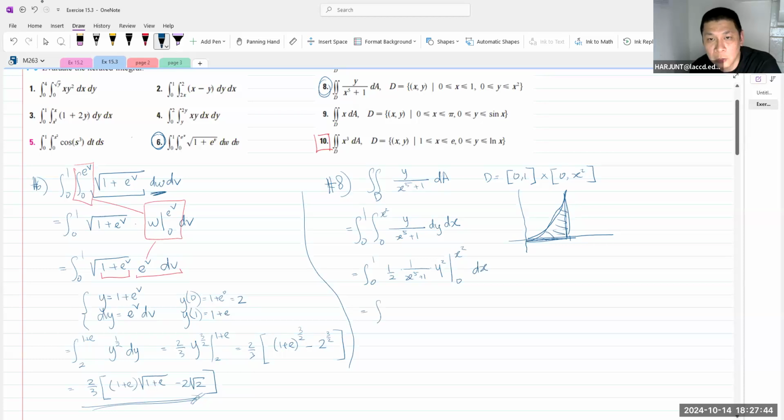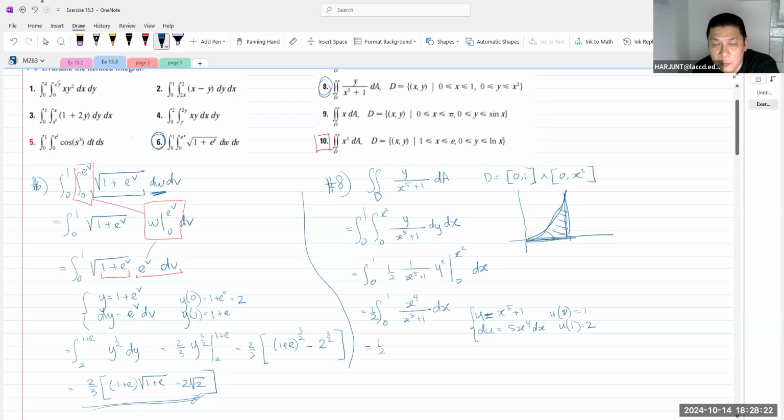That will be the integral from 0 to 1. Let me pull the 1/2 out. When I replace y by x squared, I get x to the 4th. Right? Another substitution: x to the 5th plus 1, call that u. So du will be 5x to the 4th dx. And for the limits of integration, u at 0 is 1 and u at 1 is 2.